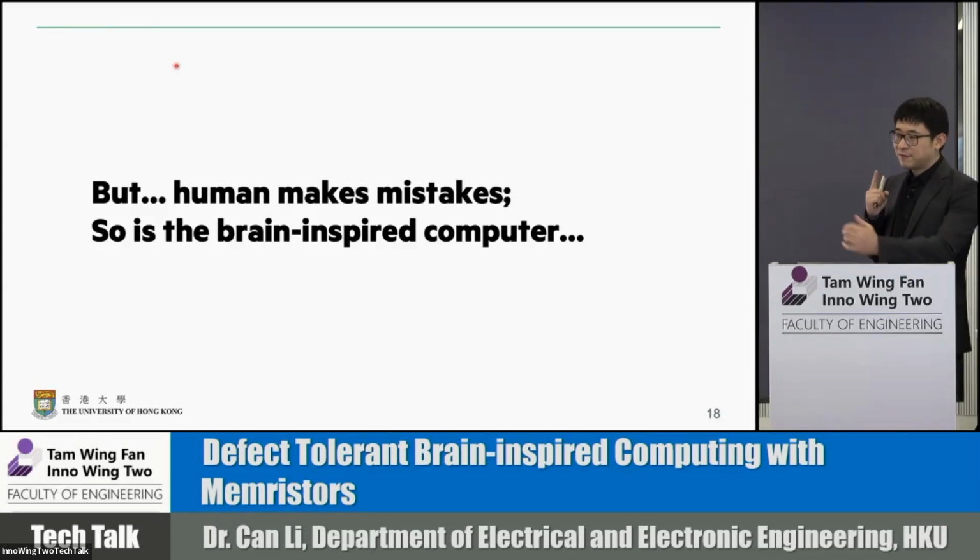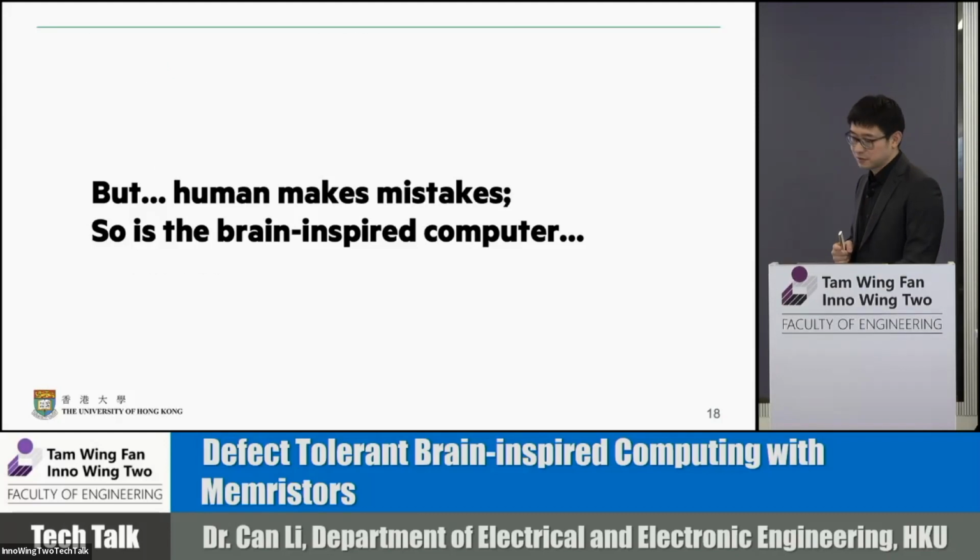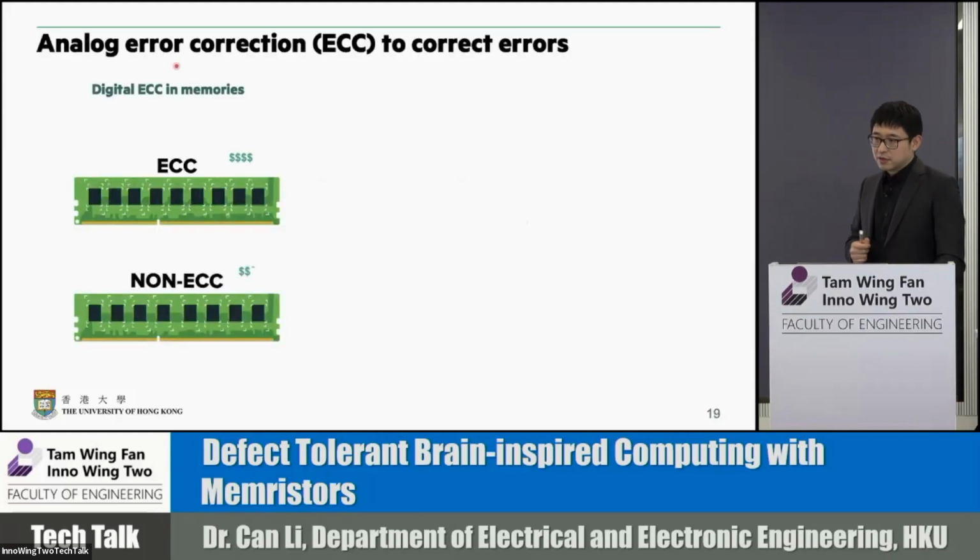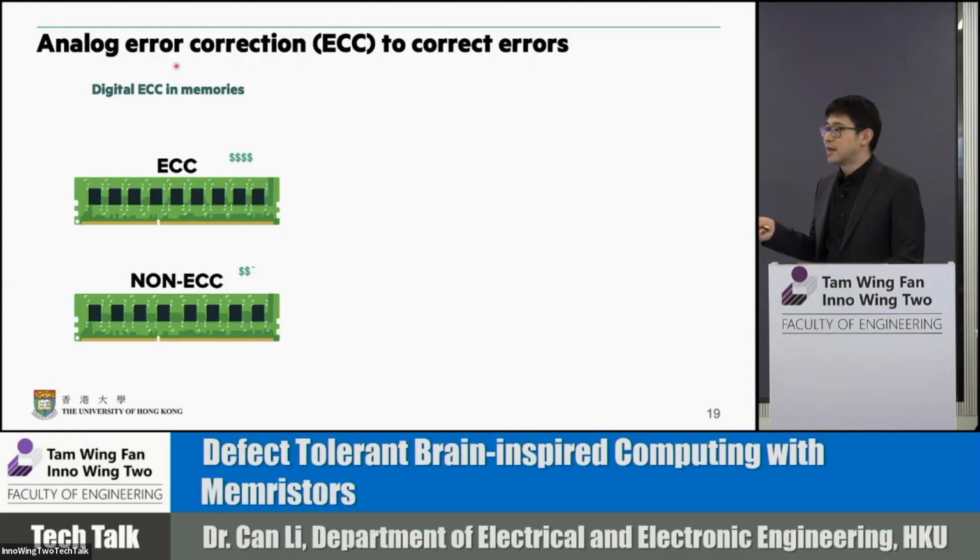So we actually find out this is also similar to our brain-inspired computer because our device is intrinsically stochastic. So how do we deal with that? Okay, so here is some work we have tried, and that is to do some error correction. Error correction is actually not a new concept. It has been widely used in digital memory.